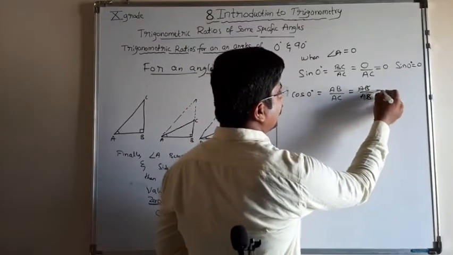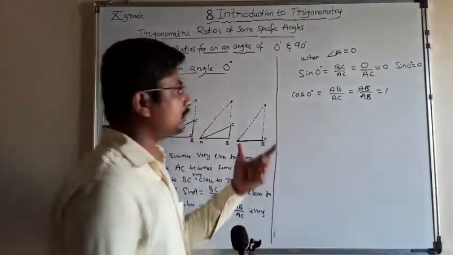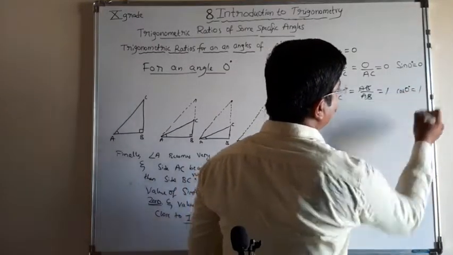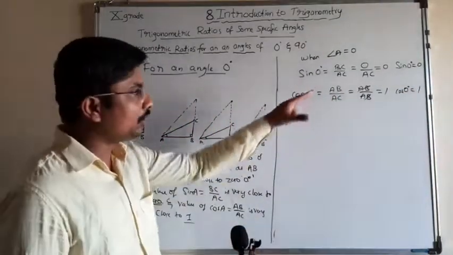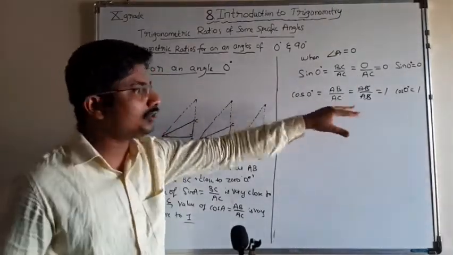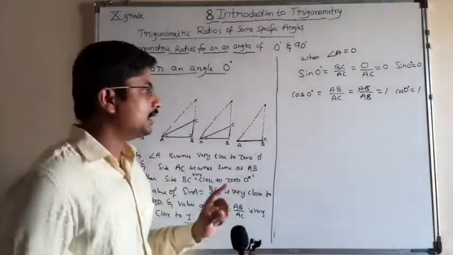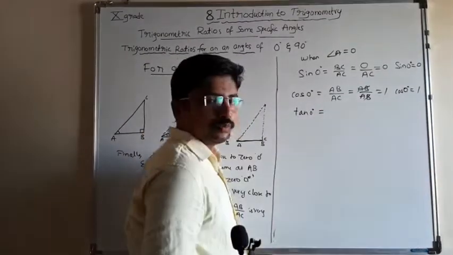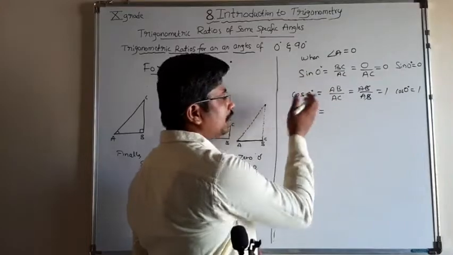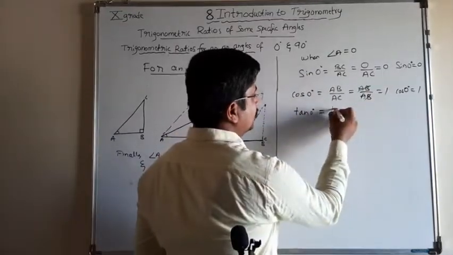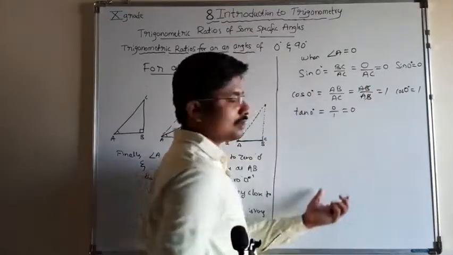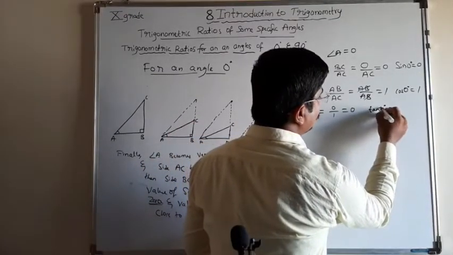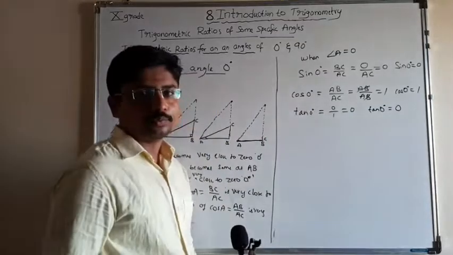Therefore, AB will get cancelled and we are left with 1. Therefore, cos 0 degree is equal to 1. Understood how we got sin 0 degree equal to 0 and cos 0 degree equal to 1? Yes. Next, tan 0 degree is equal to sin 0 degree divided by cos 0 degree, that is 0 divided by 1, which is equal to 0. Therefore, tan 0 degree is equal to 0.